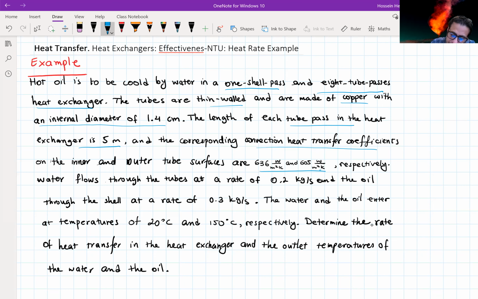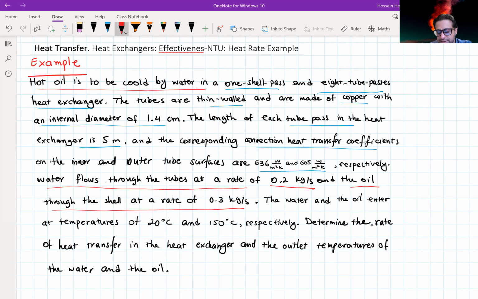But right now, the plan is that they're suggesting to use this heat exchanger for cooling of hot oil, maybe from an engine or other processes, by water. Now they know the water flows through the tube, at the rate of 0.2 kilogram per second. And the oil is through the shell at the rate of 0.3 kilogram per second.